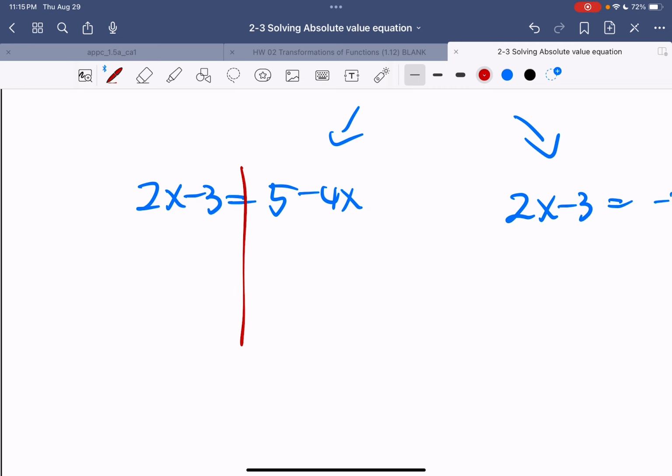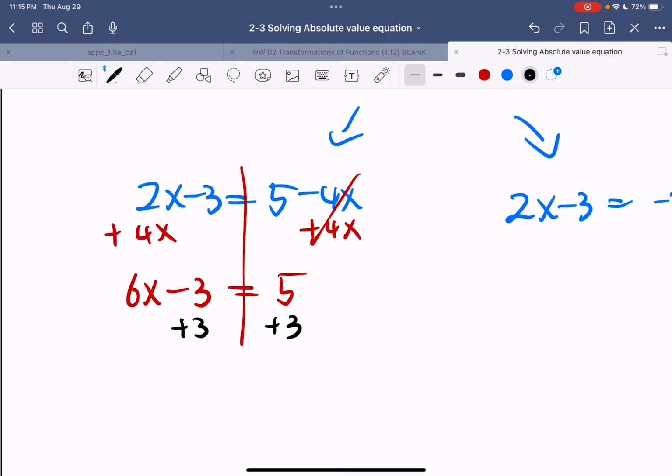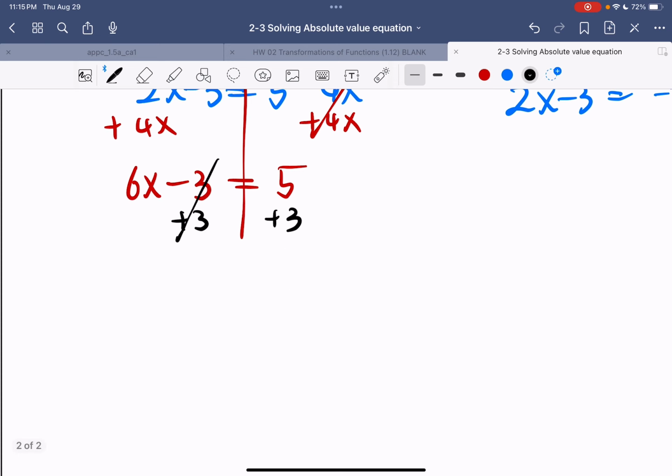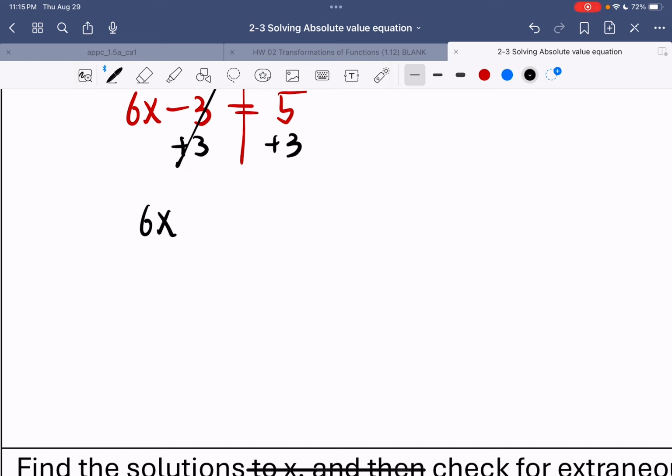So let's do it. Let's solve for x. Plus 4x both sides. 2x plus 4x, you're going to get 6x minus 3 equals 5. And I'm going to put plus 3 on both sides. Oh my goodness, you're going to get a fraction for this. So you're going to get 6x equals 5 plus 3 is 8. And if you divide by 6 on both sides, you're going to get x equals, what's 8 divided by 6? 4/3, okay?